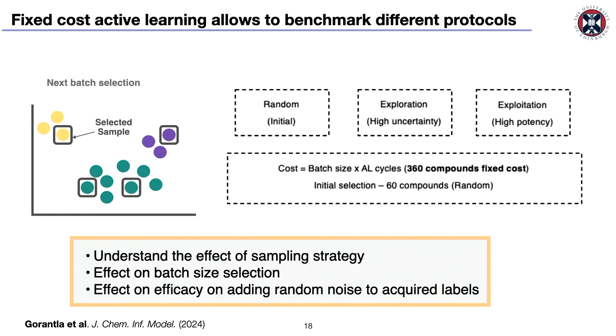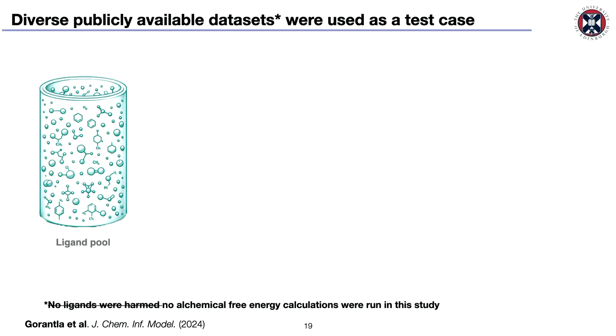And I want to do this all at a fixed cost. So basically, I do this in multiple cycles of 60 compounds and a maximum number of 360 compounds. So we can also play with the batch size of these cycles. So yeah, we want to understand the batch size, and then the last thing we're looking at is how does noise affect the selection, and I'll talk about that in a moment.